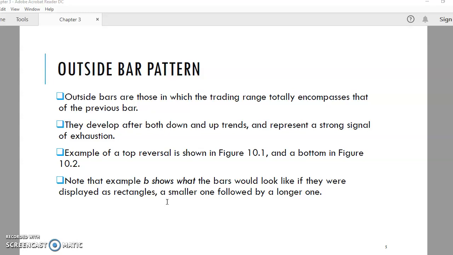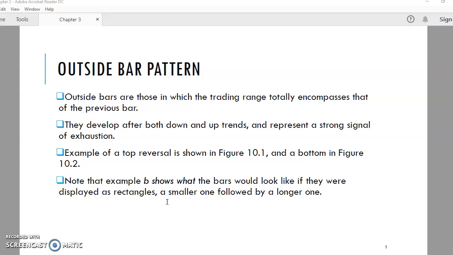Okay, so this 1 and 2 bar price pattern we can divide into two. First, the outside bar pattern and the second one is the inside bar pattern. For each of the outside and inside bars, we divide it into two, which is bullish and bearish. Okay, so first we will discuss the outside bar pattern.